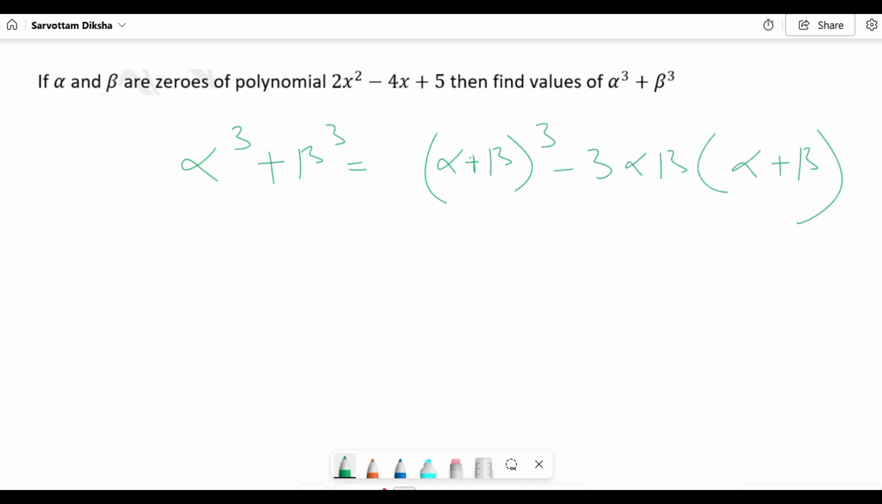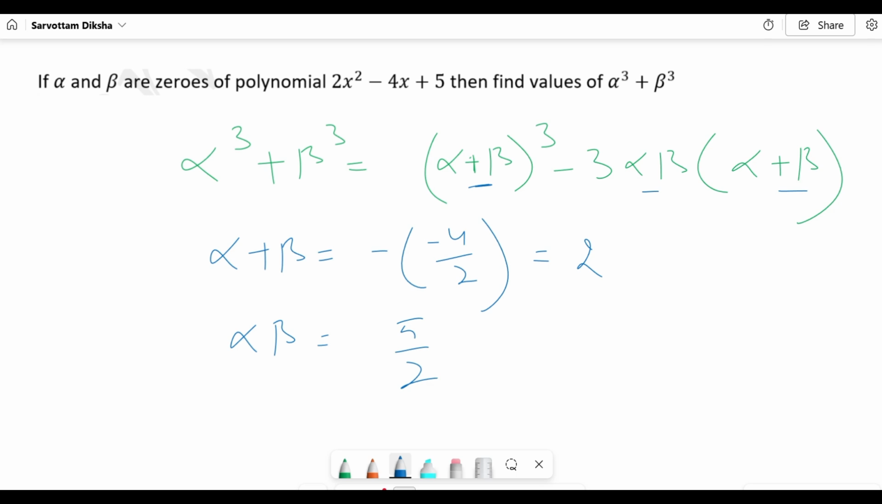These values I have. I know what is sum of root. I know what is product of root. And simply I will substitute. Alpha plus beta is given here by minus of minus 4 by 2, which is nothing but 2. And alpha beta is given by 5 by 2. I will substitute the values here and I will solve for the answer.